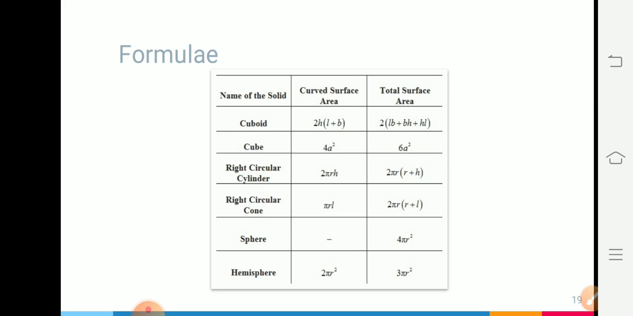For a right circular cone, pi rl is the curved surface area, and pi r (r plus l) is the total surface area. For a sphere, you don't have a curved surface area, just the total surface area, which is 4 pi r square. And a hemisphere will have 2 pi r square as the curved surface area, and the total surface area would be 3 pi r square.